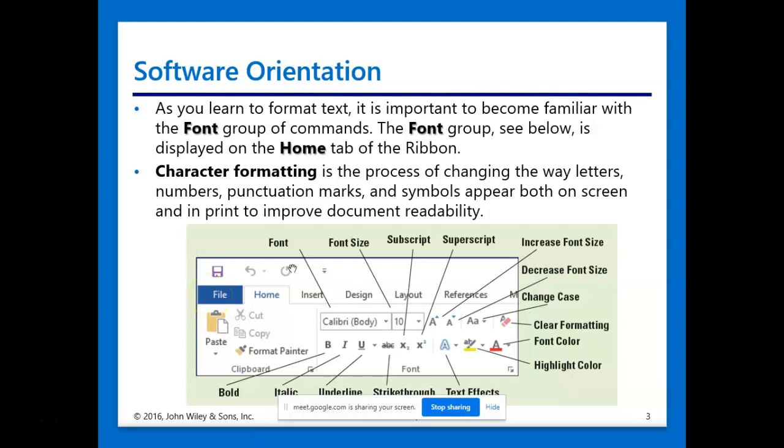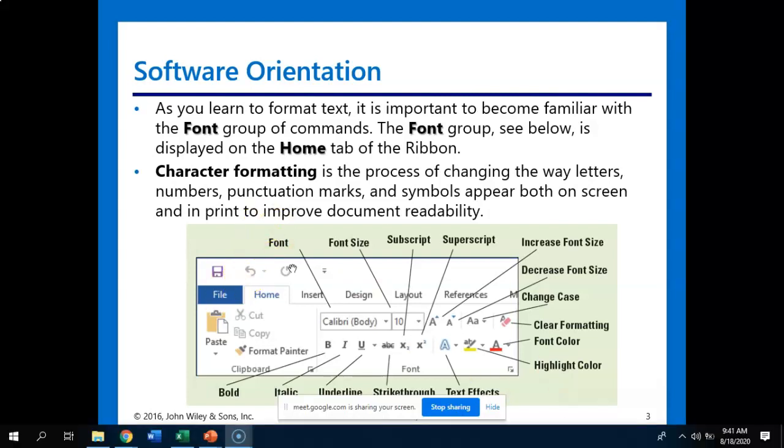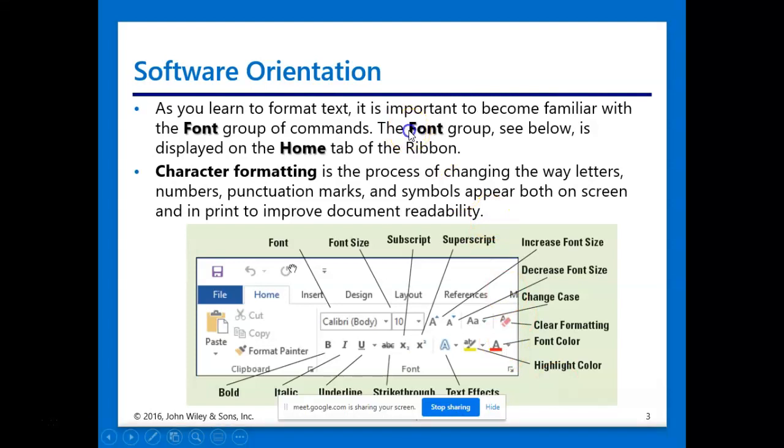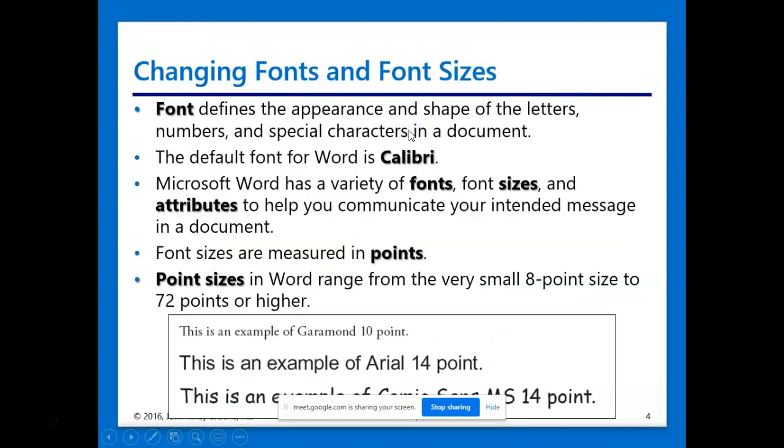So the definition for character formatting is the process of changing the way letters, numbers, punctuation marks, and symbols appear both on screen and in print to improve document readability. Definition for font: it defines the appearance and shape of the letters, numbers, and special characters in a document.